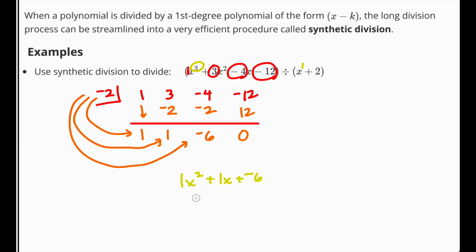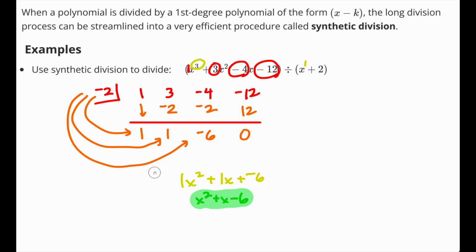Obviously, you have to simplify it, and it would just be x squared plus x minus 6, and that's the final answer for this problem. You have an x to the third plus a bunch of other stuff, and when you divide one of the x's by it, you lose a power. So it went from x to the third to x squared, and that is the answer for the synthetic division example.